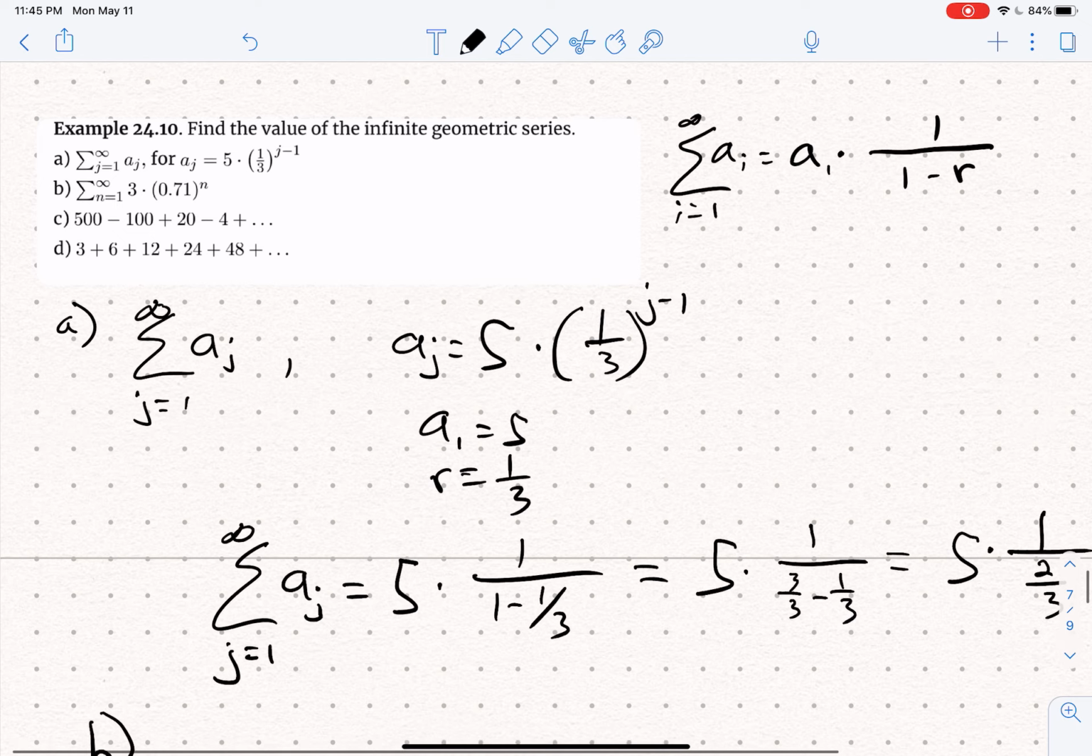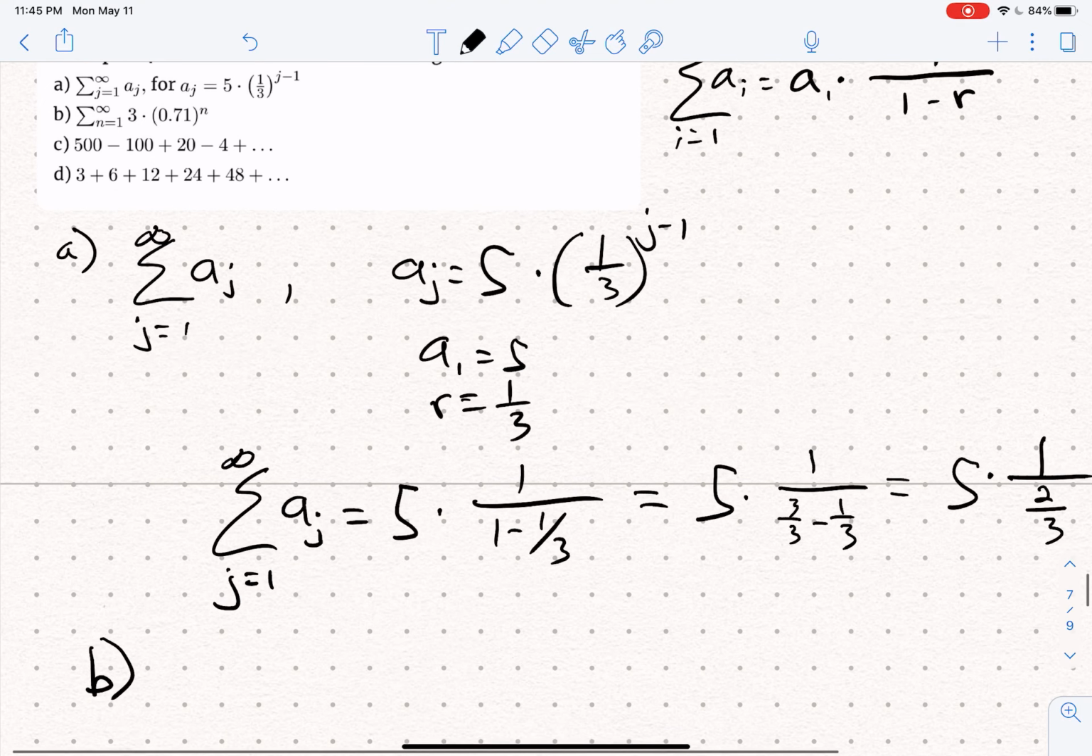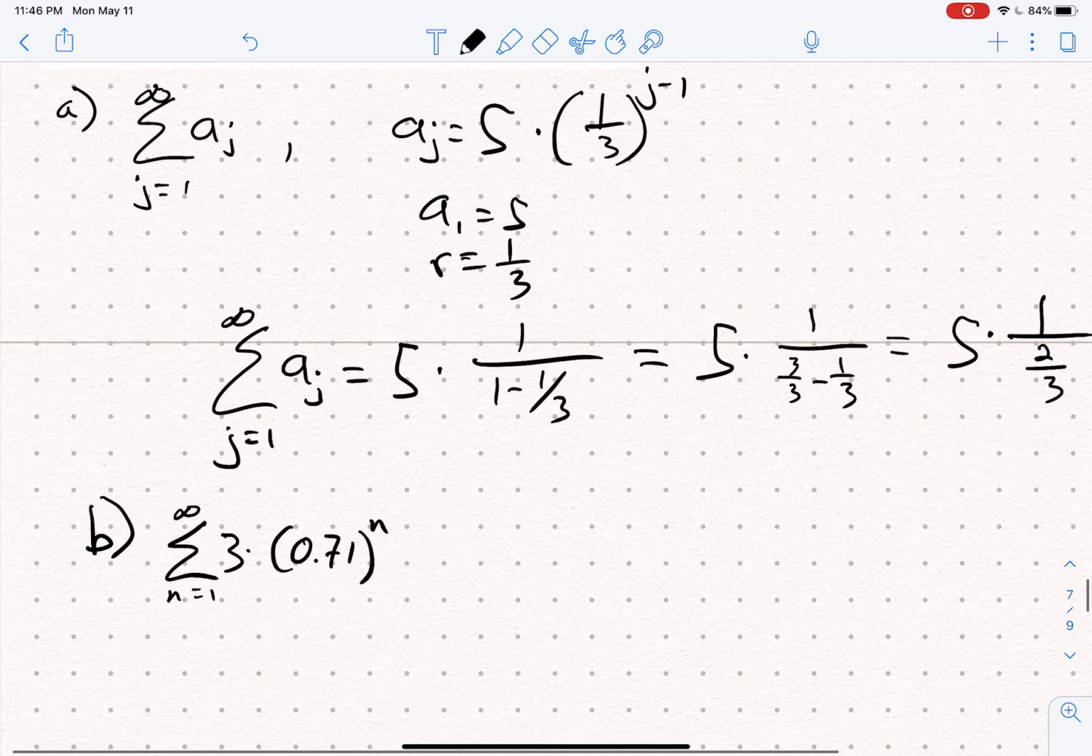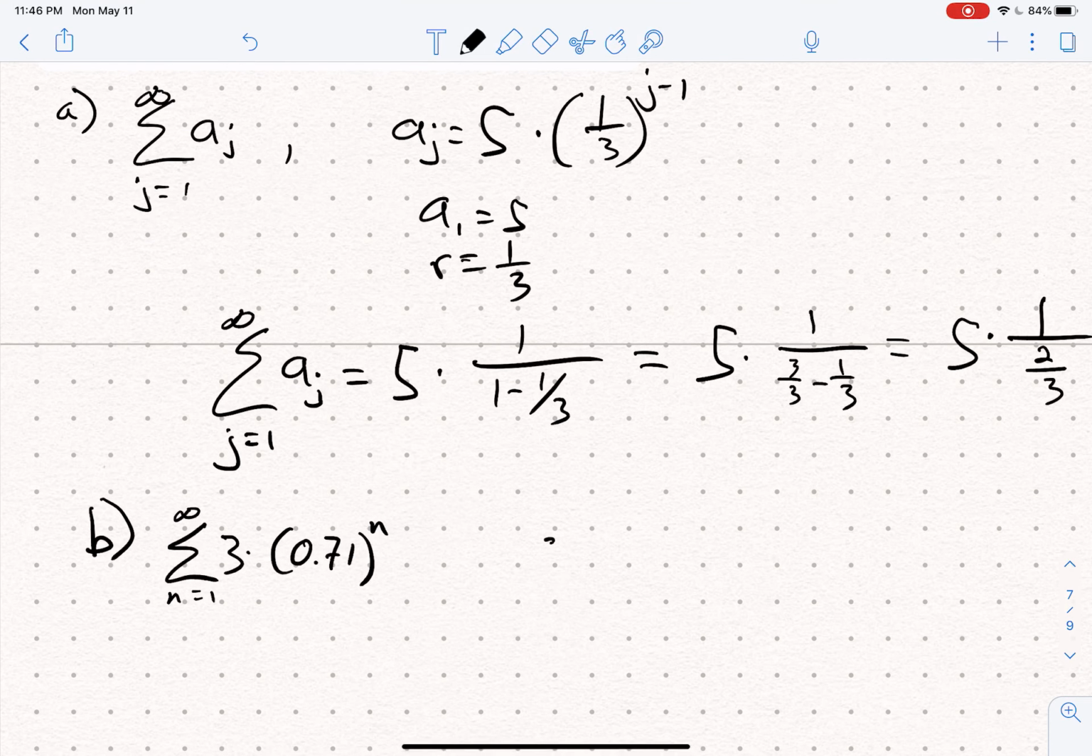So part B, this one is the sum, n equals 1 to infinity of 3 times 0.71 to the n. Now, this is a geometric series. The first term is 3. The common ratio is 0.71. Oh, wait a minute. Beware. They tried to trick us here.